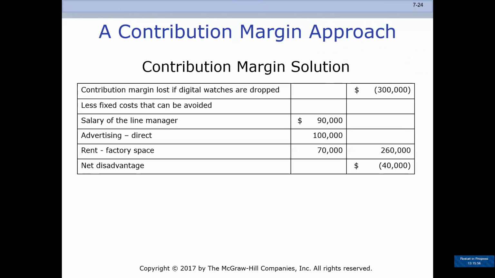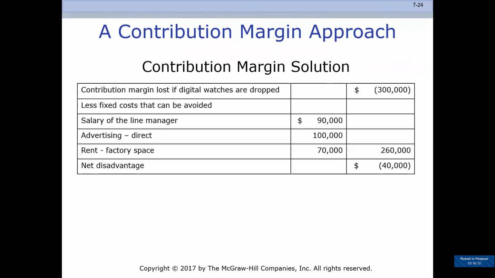So the fixed cost, the salary of the line manager, you don't need a line manager if you don't have a product. The advertising, you don't have to advertise if you're not selling the product. And that factory space, if you're renting the factory space, unless it's all in the same building, that's another thing. Let's say that they have a digital watch factory where all they make is digital watches, you wouldn't have to pay the rent. But let's say you have 20,000 square feet and this takes up 3,000 of that, you'd still have to pay. So whether rent is relevant or not depends on how the rent is being paid. Here, it looks like it's relevant. They could quit renting that space.